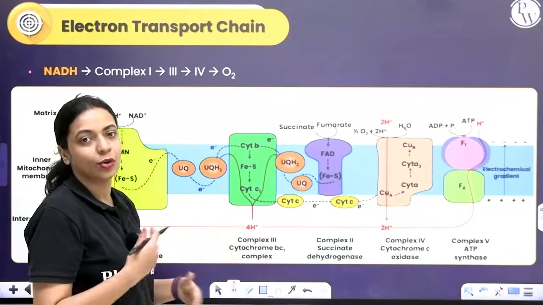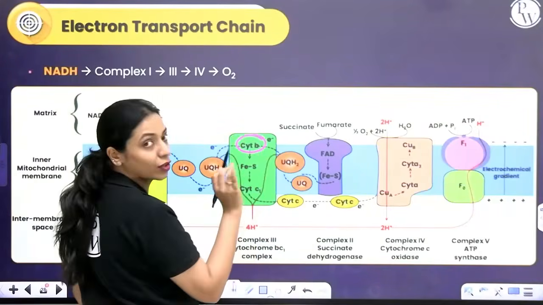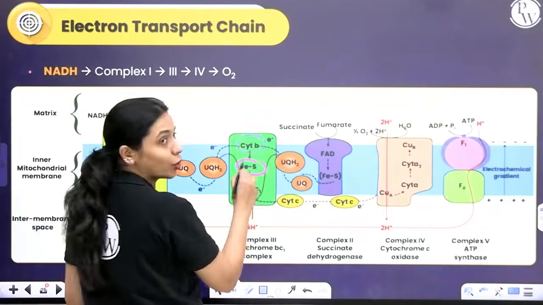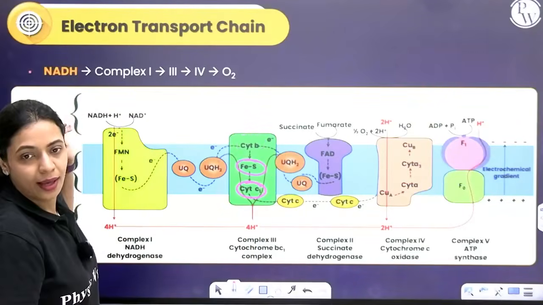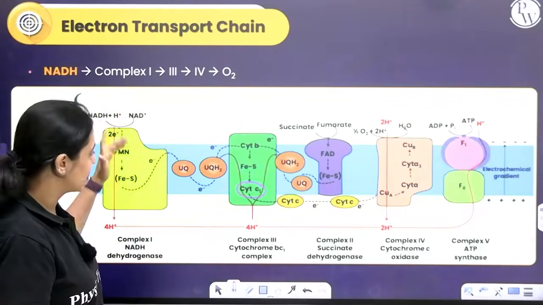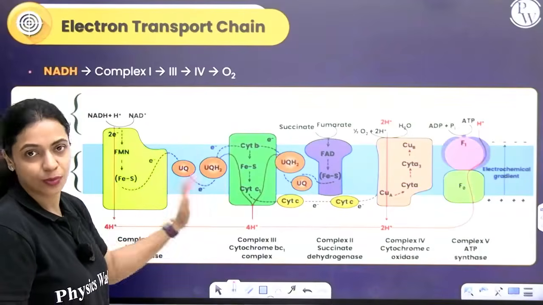Okay, so it donates the electron to complex 3. Within complex 3, you have some components. So first, the electron is passed on to cytochrome B, then to iron sulfur protein, then to cytochrome C1. FMN, FeS, ubiquinone, cytochrome B, iron sulfur protein, cytochrome C1.